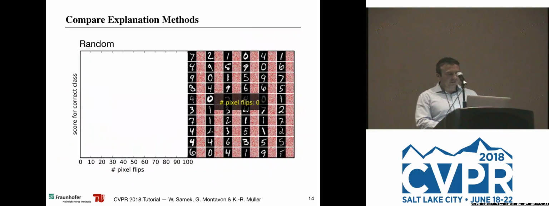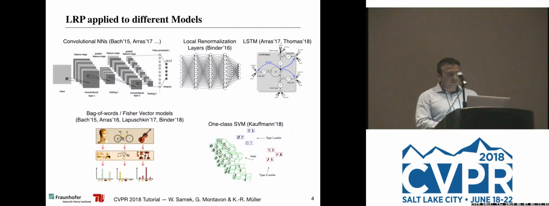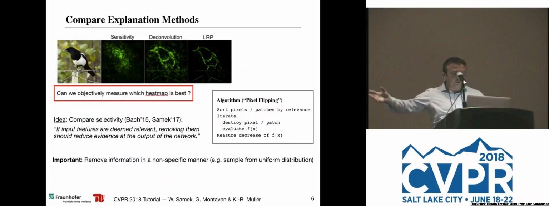We sort the pixels according to relevance. So you get this heat map, and what we do is we sort. Either we sort individual pixels, or we can also do this flipping on small patches. In this experiment, I think we even used nine by nine patches. Then you identify the locations which are most important, and you iteratively flip them or destroy information at that place. And there are many options for how to do this.